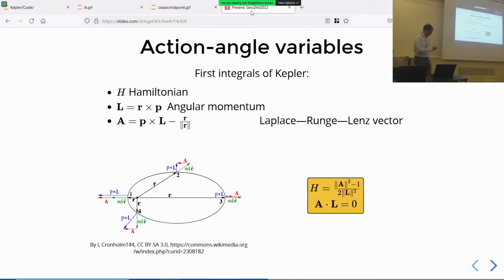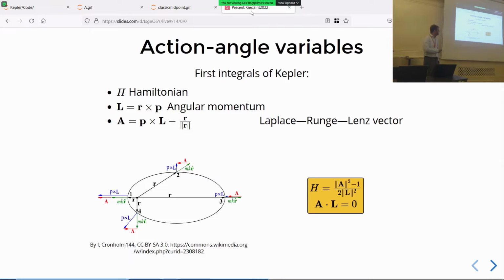So yeah, but now I said we wanted 5. I said it was a 5-dimensional manifold, but here we have H is a scalar, and these are both 3 vectors with 3 components. And now I have 7. So they can't be complete. There have to be some dependencies between them, because now I have 7 coordinates for a 5-dimensional space.